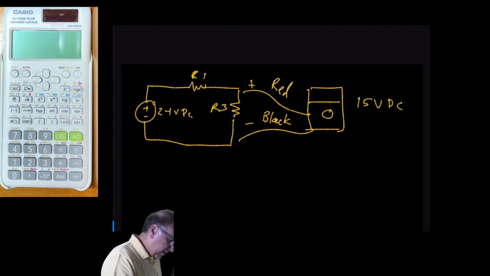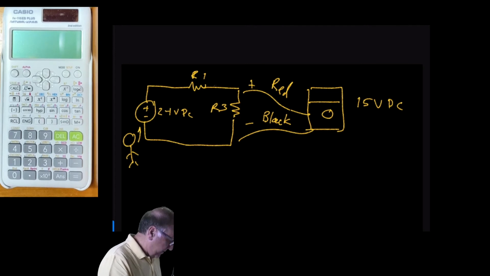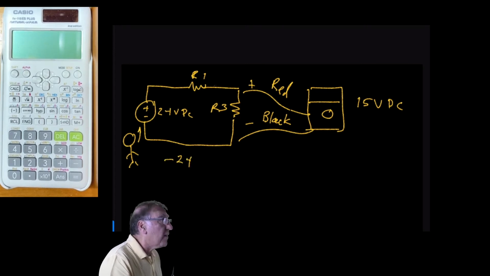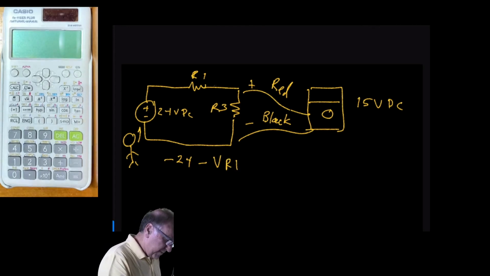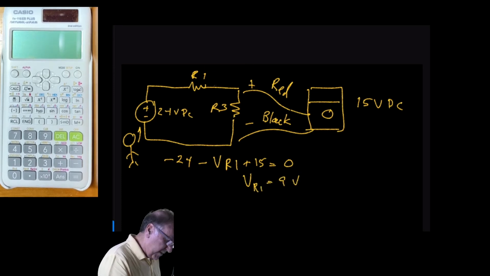So if we're a little observer here, looking in here, we go around the loop. It's minus 24 minus VR1, since that's what we're looking for here, plus 15 equals 0. The voltage across R1 is equal to 9 volts DC.